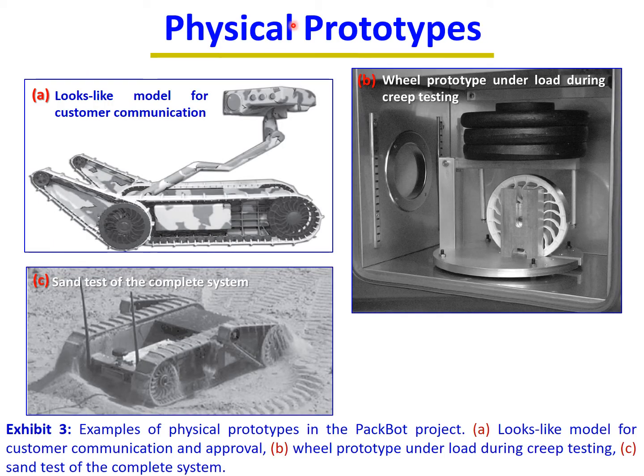Physical prototype, right? A looks like the model for the customer communication. You have something which looks like the actual thing, and you can use it to communicate with the customer that this is what we will be making actually. B, wheel prototype under load during creep testing. A prototype of only the wheel so that you can test it.